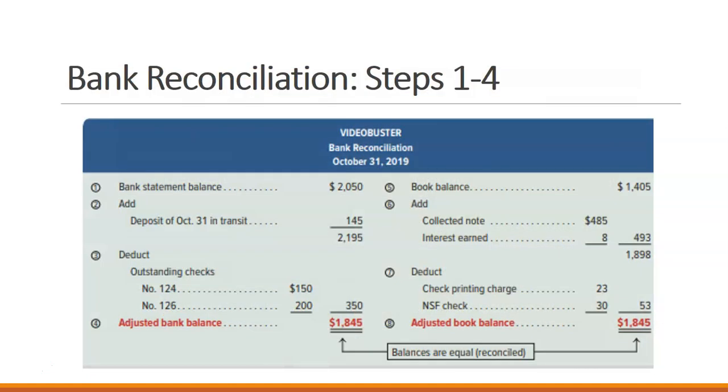This is an example of a bank reconciliation. So we can see that our bank balance says that we have $2,050, but our book balance says that we had $1,405. We have that they collected a note on our behalf, we had interest, then we also have outstanding checks, we ordered checks, so we had a bank fee, and we had a non-sufficient funds check. Once we finish the bank reconciliation, our adjusted bank balance and our adjusted book balance should equal or reconcile with each other.